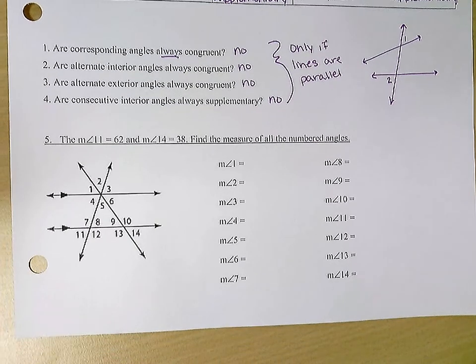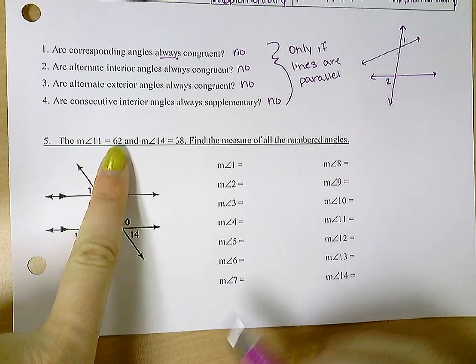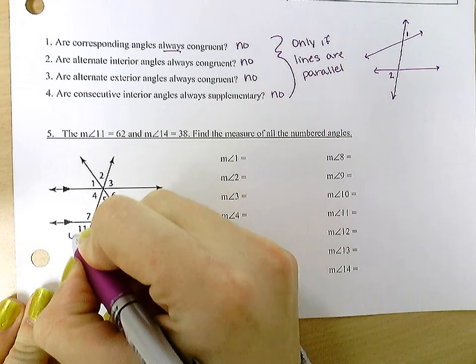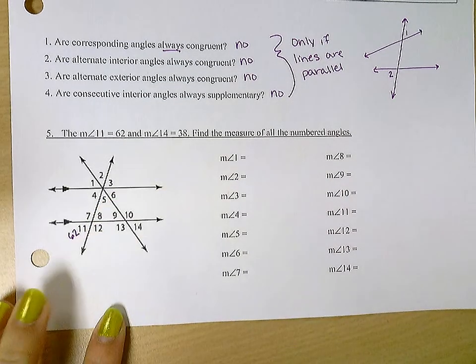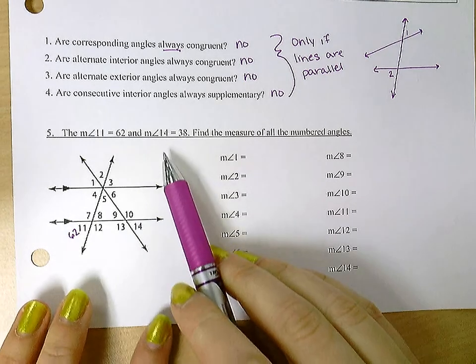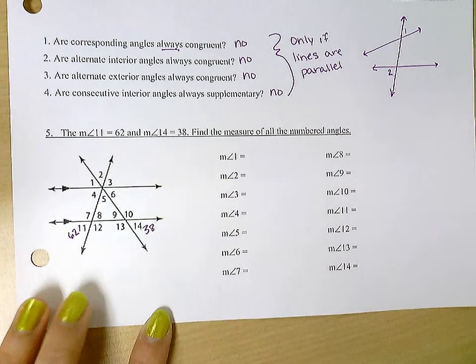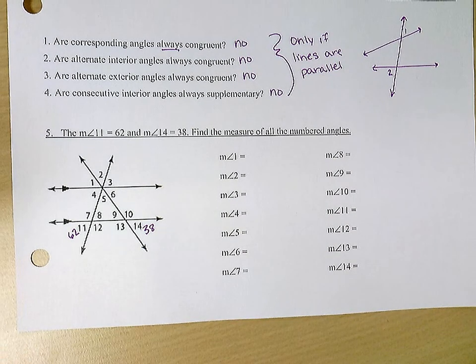All right, so we're going to use these different angle pairs to find the measure of each of these numbered angles here at the bottom. So we have that the measure of angle 11 is 62. I'm going to write 62 by angle 11 so I know what the measure is. I also know the measure of angle 14 is 38. That is all I need to know to find the rest of these angle measures.